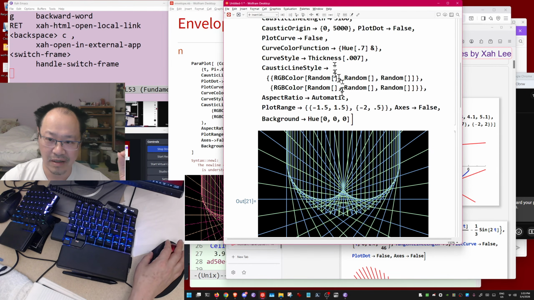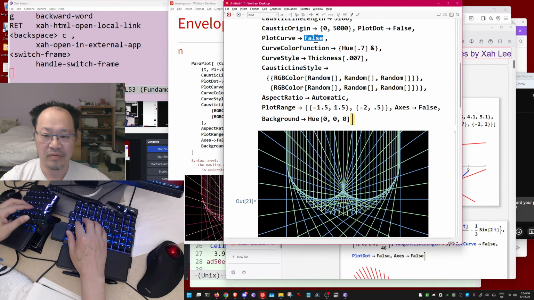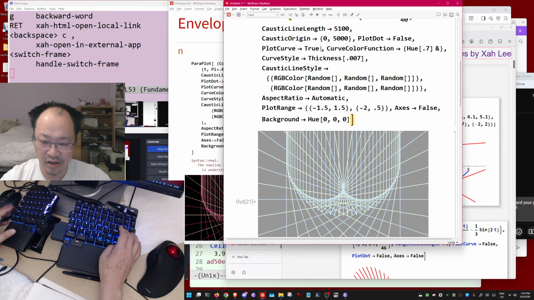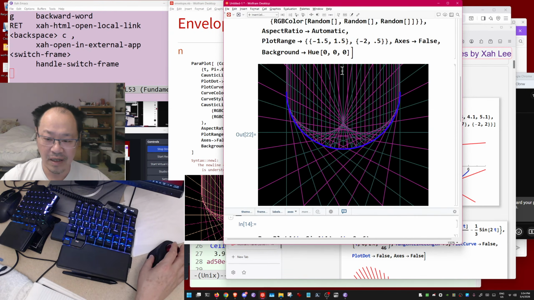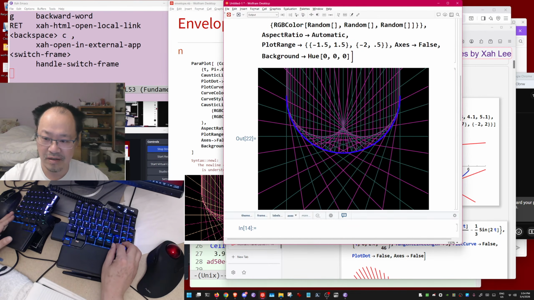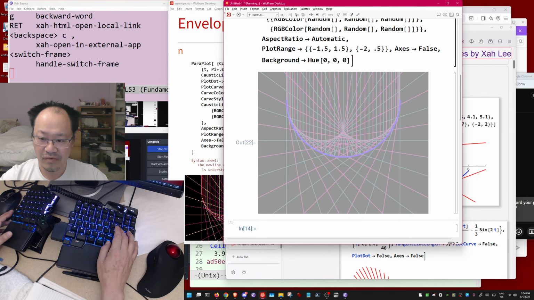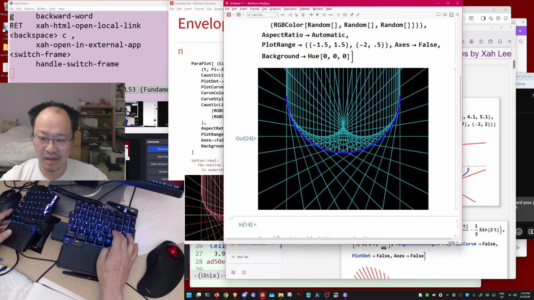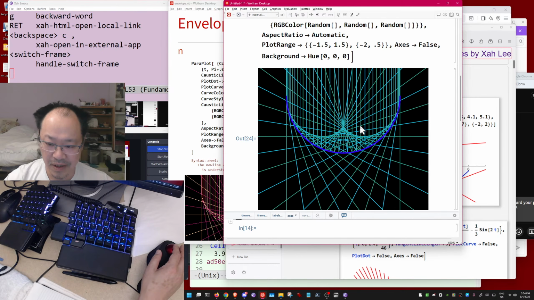Fantastic, you see, fantastic and beautiful. Plot curve, let's say true, okay? Plot curve, true. That's right. That's what we want. Shift enter. Fantastic and beautiful. I don't like this color, so let's do it again. Shift enter. Better, but let's try again. Shift enter. Okay, I like this better.